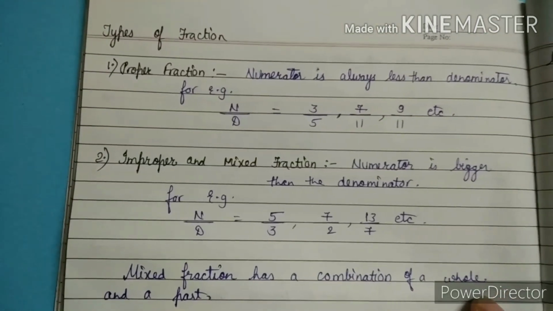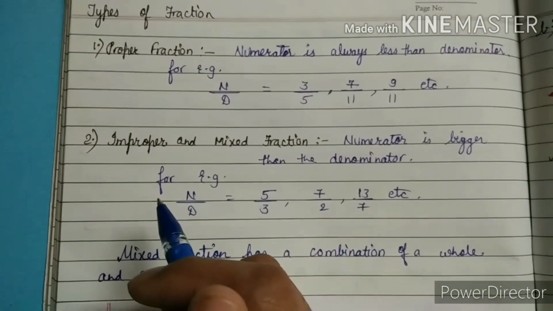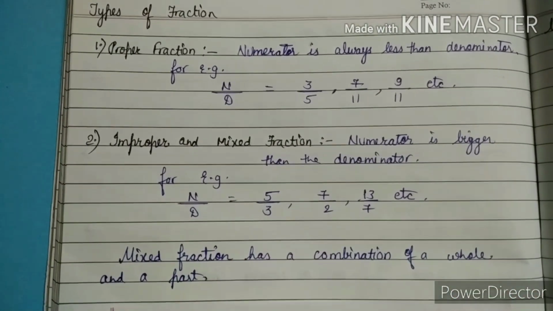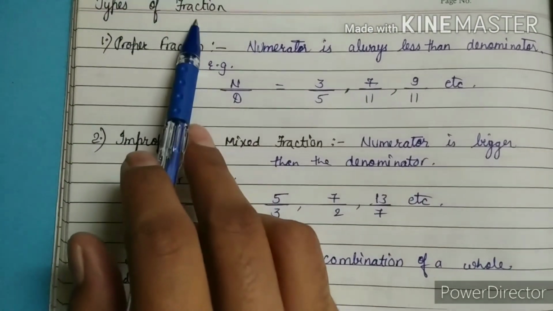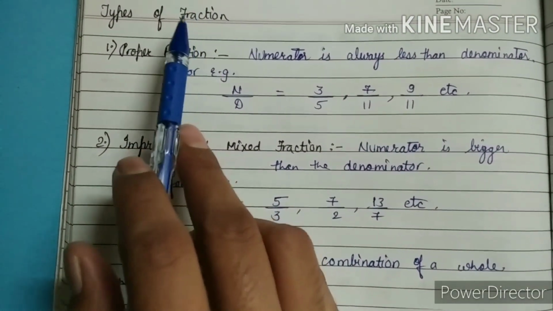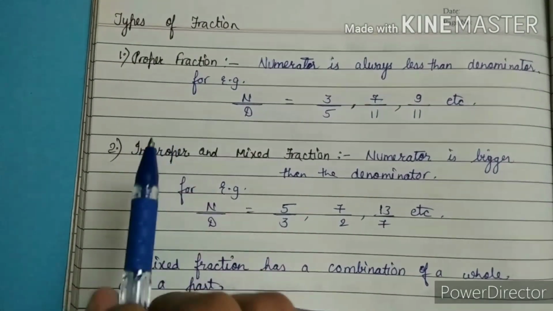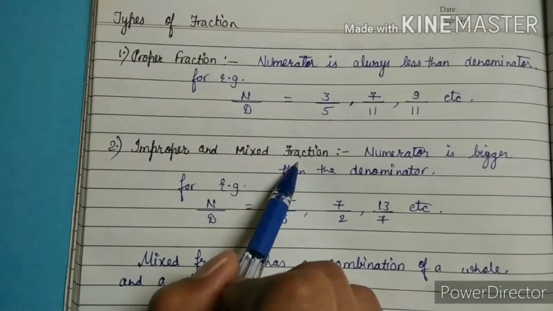In this video we will do exercise 7.2 of class 6th. Before starting the exercise, firstly we will see which topics we have to include in the exercise. The first topic is types of fractions. There are two types of fractions: first is proper fraction, and second is improper and mixed fraction.